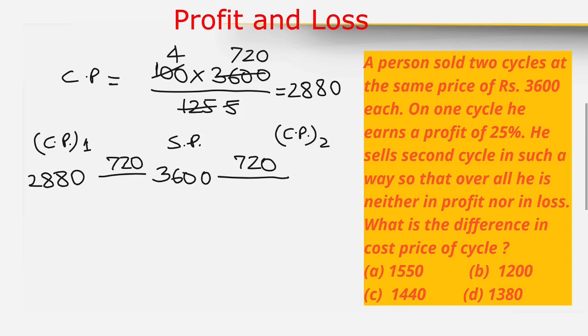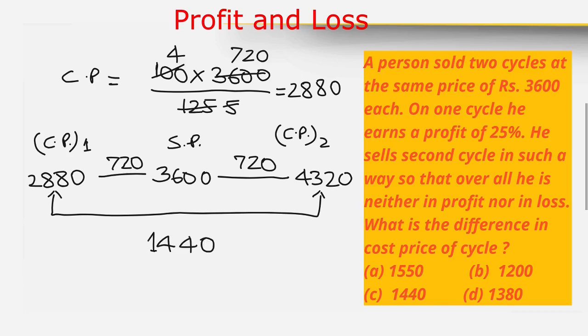Thus, the cost price of the second cycle is 3,600 plus 720, which is 4,320. Thus, the difference between these two is 720 plus 720, which is 1,440, or 4,320 minus 2,880, that is 1,440. Thus, the difference between the cost price of the two cycles is 1,440, which is option C.